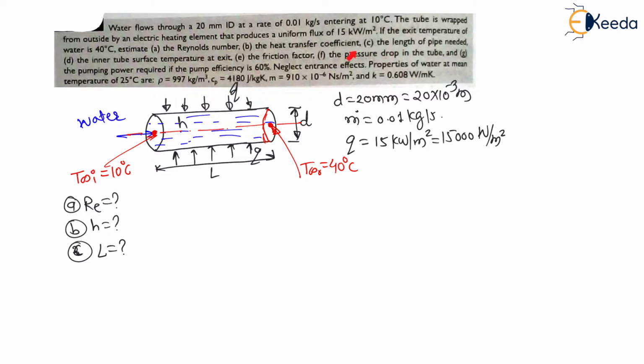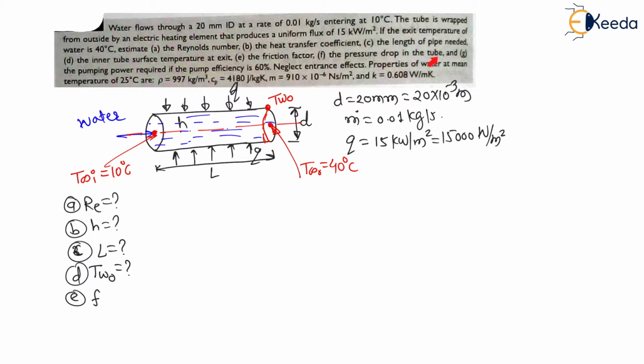Then D is the inner tube surface temperature at exit. Here they are asking what is the tube wall temperature at exit. Let us say the wall temperature at exit is T wall, somewhere here. T wall at outlet, this we have to find. Therefore D is the surface wall temperature at outlet. Then after that is the friction factor. This is from fluid mechanics. It is the friction factor, f.